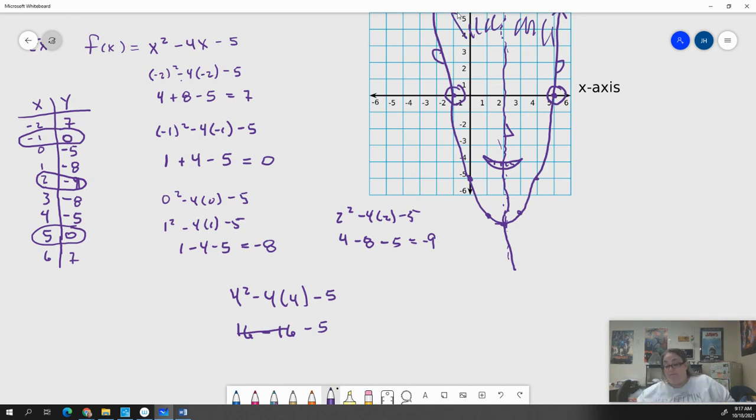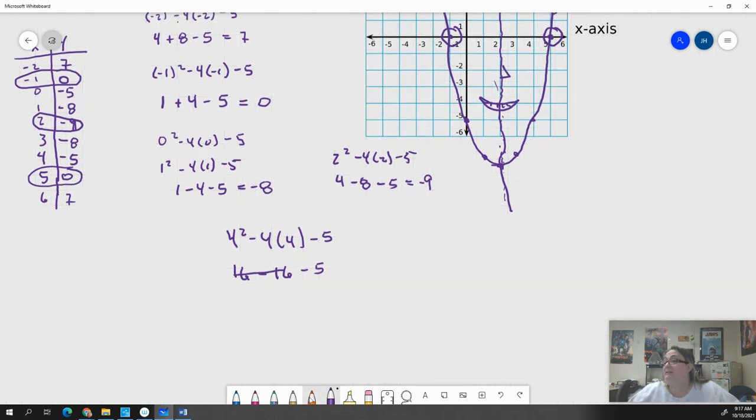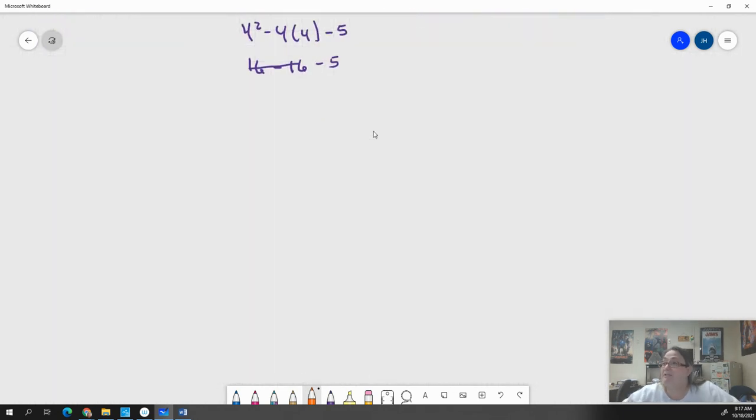I want to do one more graph. So this one clearly has 2 solutions, right? We can see them, 2 points where it crosses the x-axis. Let's do another one, and let's do it in another color. Why? Because color is good. We should all have color in our lives.